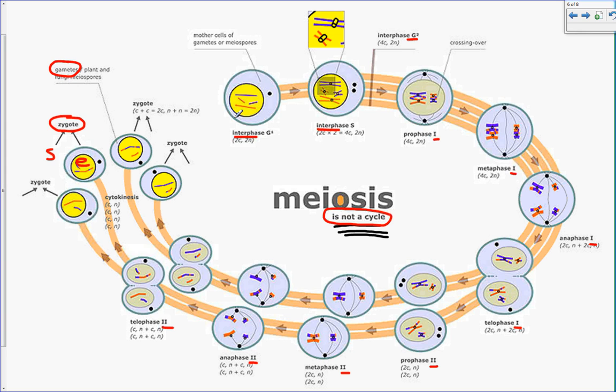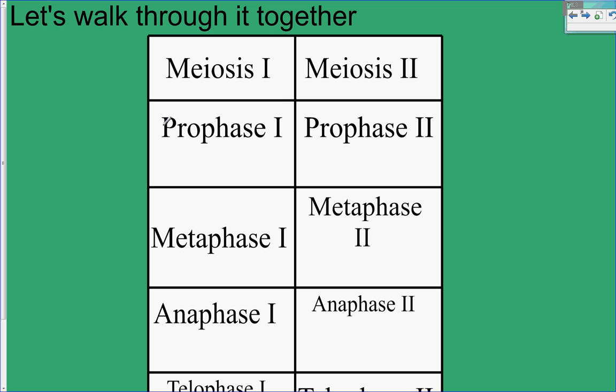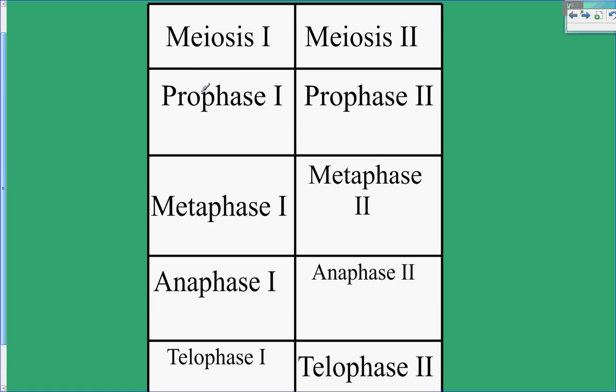Now there's some things that should look familiar here, but there's some key differences too that we'll talk about as we go. All right, so this is just showing you what we're going to do. We're going to go through meiosis 1, which is prophase, metaphase, anaphase, telophase 1, and then meiosis 2, prophase, metaphase, anaphase, telophase 2. Okay, that's really the only reason I'm showing you this, just so you can see it.